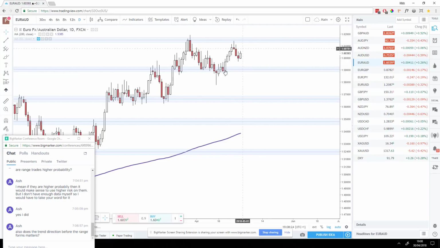Euro AUD is in between support and resistance. It pulled away from resistance not yesterday, sorry, last week. But right now it's kind of just stalling here. So yeah, there's not much to do there.